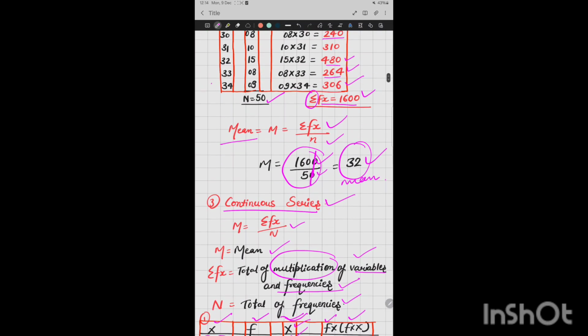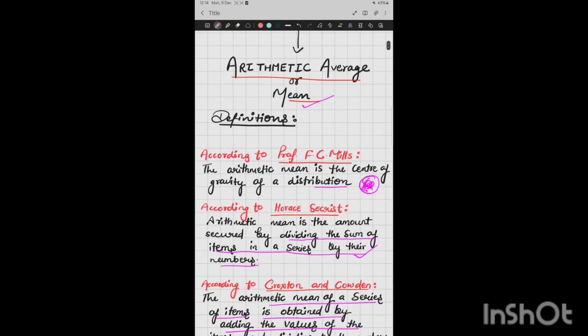So this was your entire mean series. In the next video I'd like to cover the median, and in the third lecture I'll do the mode.